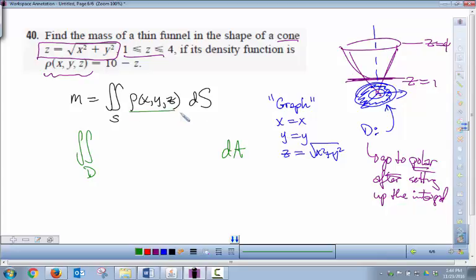Now the rho on the inside is 10 minus z. Now my dA I just said was going to be dx dy. So my z doesn't work here. What's z equal to? So z is equal to the square root of x squared plus y squared. So that's my 10 minus z function.